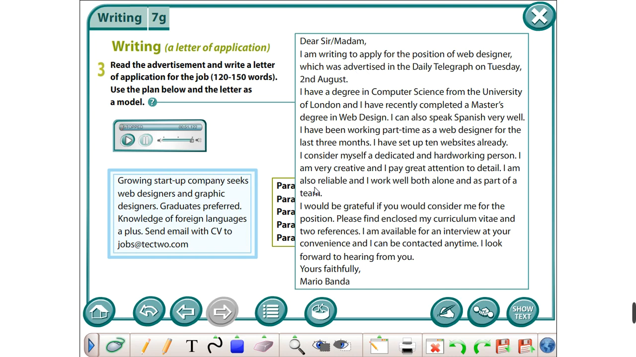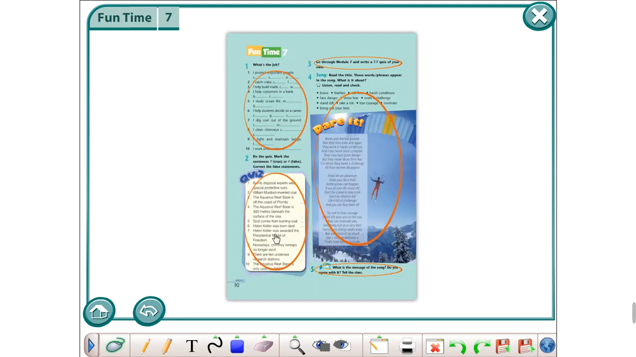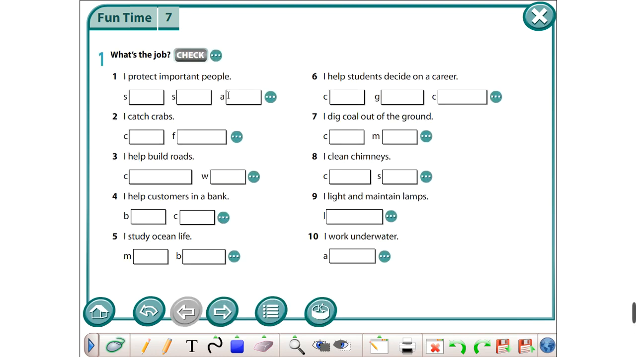Okay? So, this is the end of the first hour. Now, let's continue with the second hour. Open your books on page 92. What is the job? I protect important people.